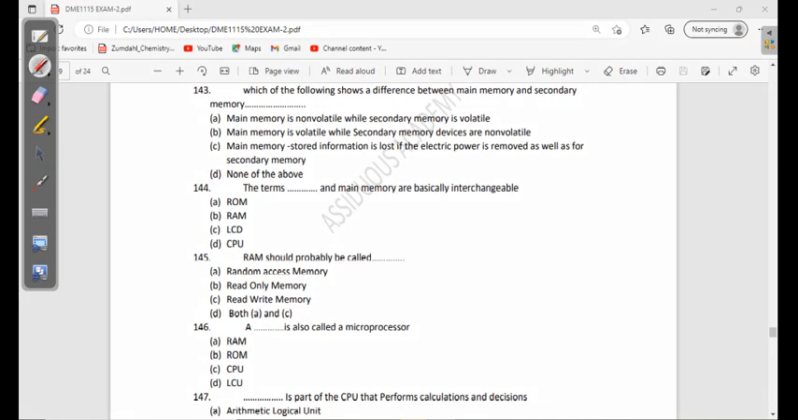144. The terms dash and main memory are basically interchangeable. ROM, RAM, LCD, CPU. So that's RAM. Random access memory and main memory are basically interchangeable. 145. RAM should probably be called random access memory, read-only memory, read-write memory, both A and C.